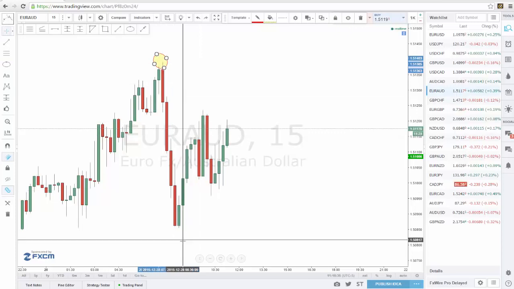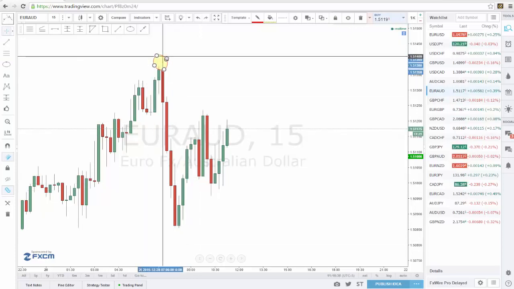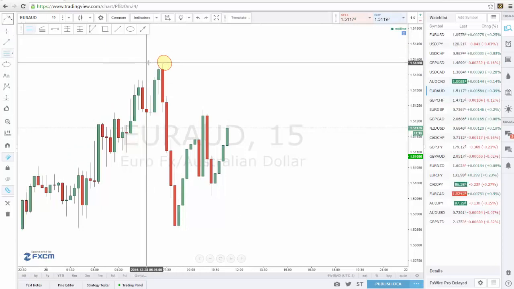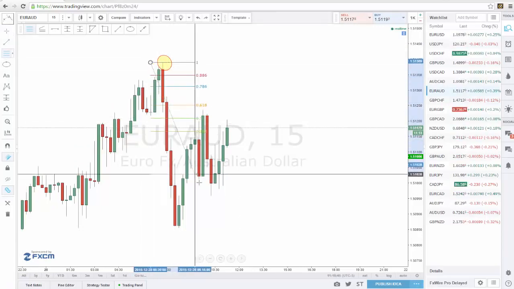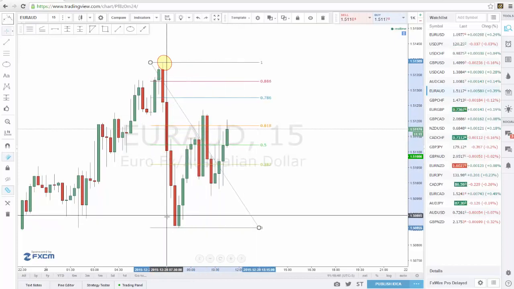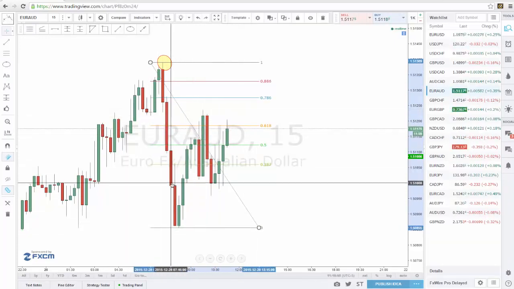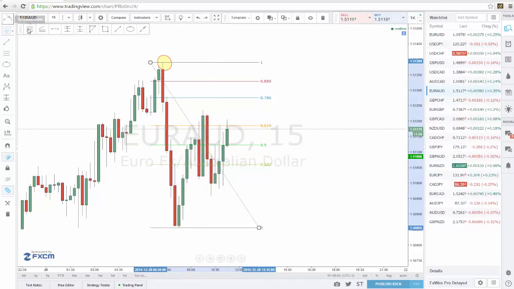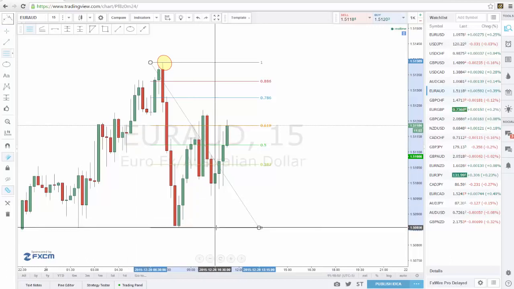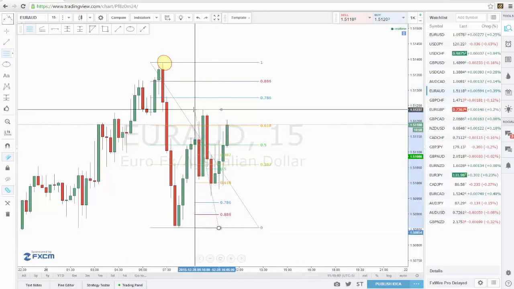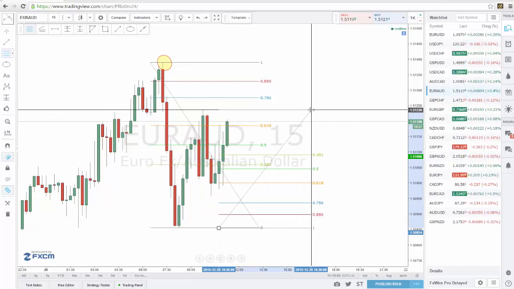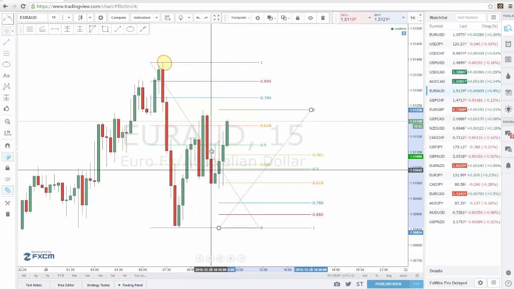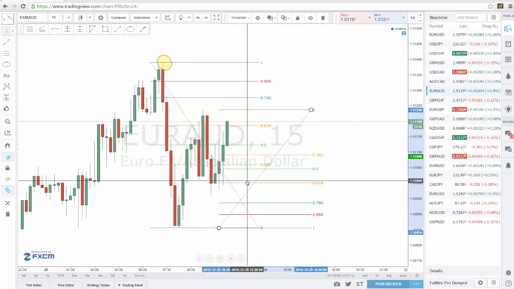This long red impulse leg is going to be the start of our pattern. So what we do is take a Fibonacci retracement from our X down to A, which would be right down here, and we look for a 618 retracement that we have right here. Then we take another Fibonacci retracement from A up to B, and we look for a 618 retracement of that move. And as you can see, this market came down and did touch the 618 retracement right here.